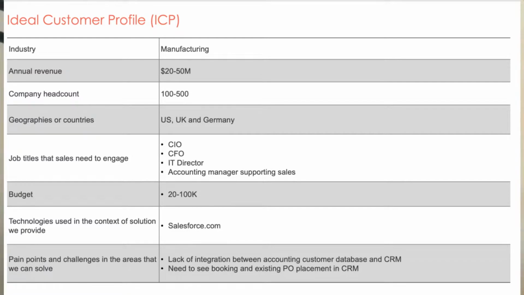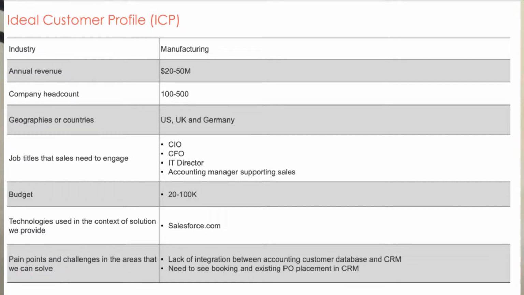And that's because the salespeople would like to see the existing booking and also PO placement in the CRM, so they don't have to log into accounting software. So you kind of see that you created this ideal customer profile to share with your salespeople. And this is the information you can also use as a part of marketing communication. And we'll talk a little bit about that later.